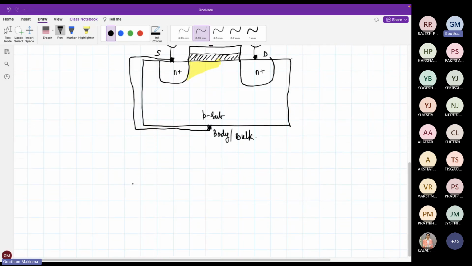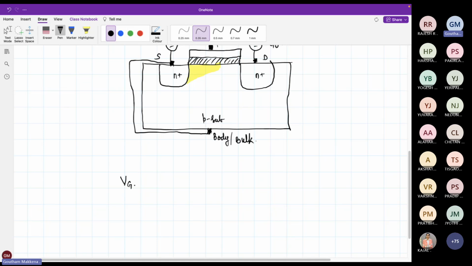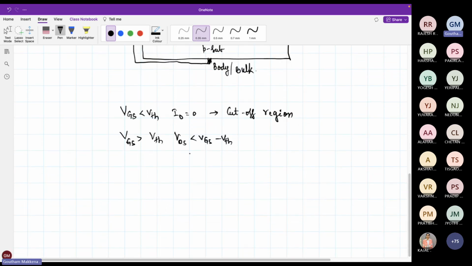So if we summarize all these cases, what do we have? When VGS is less than VTH, ID is equal to 0. This is called the cutoff region. And VGS is greater than VTH and VDS is less than VGS minus VTH. Or this condition can also be written as VGS greater than VGD greater than VTH. Both are the same.